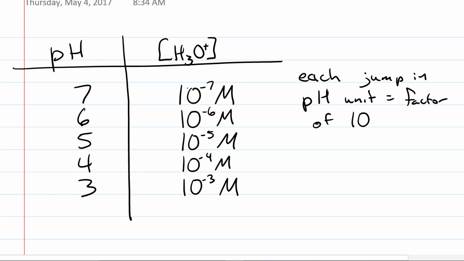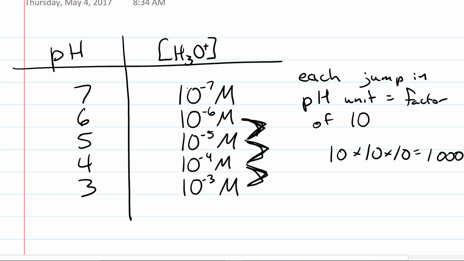And what that means is that the difference between these is a factor of 10. The difference between these is a factor of 10. So we don't take 10 plus 10 plus 10. We take 10 times 10 times 10, which is going to give us a factor of 1,000.